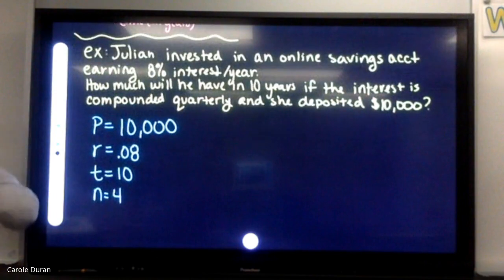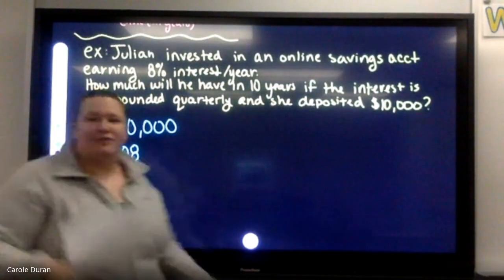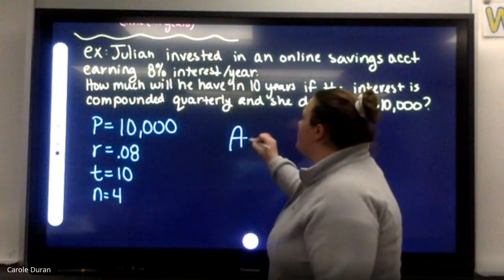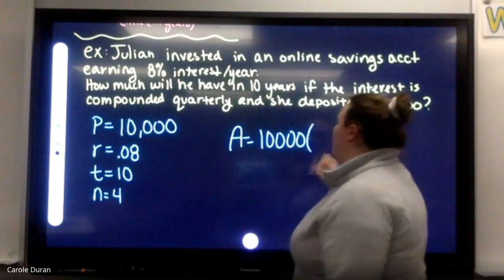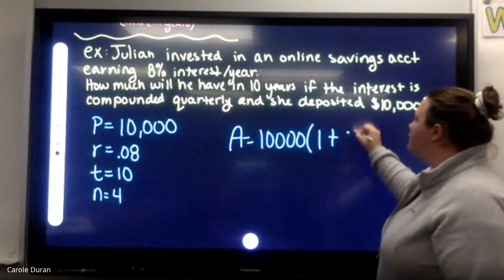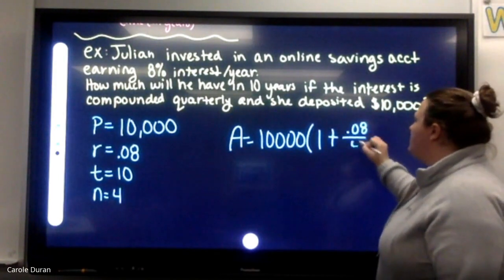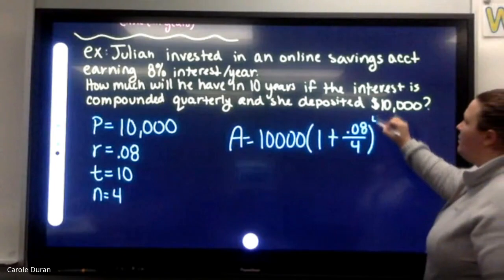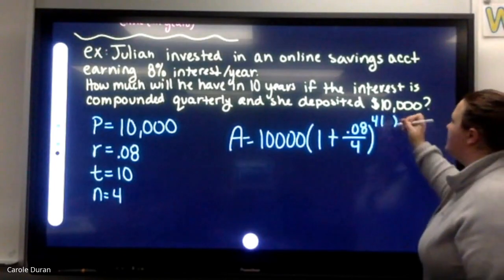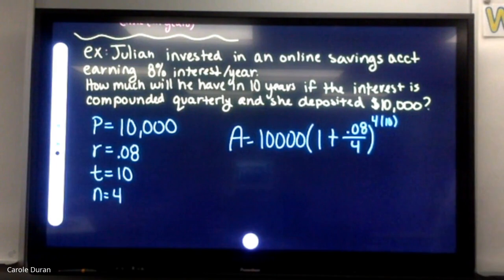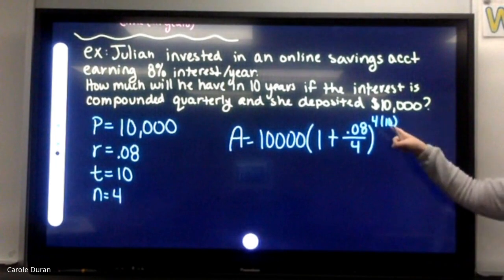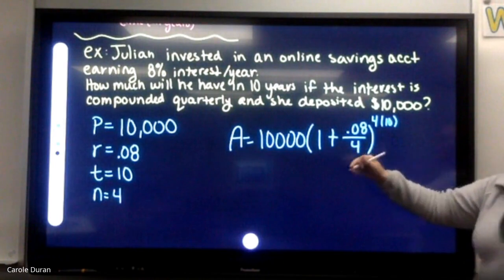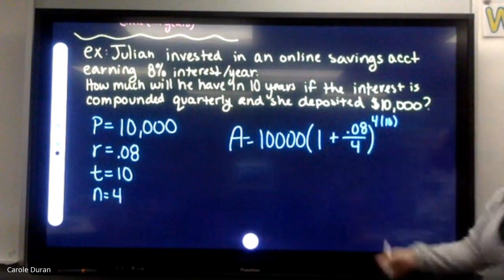Okay, so now let's find out how much money he or she will have after 10 years. So I have my amount is equal to my principal times 1 plus my interest rate of 0.08, divided by the number of times per year I'm taking that interest rate, all to the number of times I'm taking the interest rate per year times the number of years. So I just plugged in the r, the n, the t, and the p. Why is it just the 1, not the t? Inside the parentheses, that's not a t, that's a plus. It's always a plus, it's always a 1 right there.